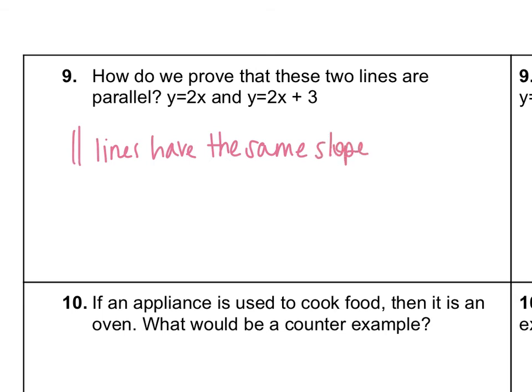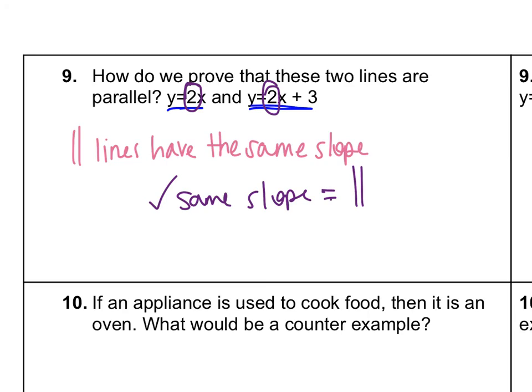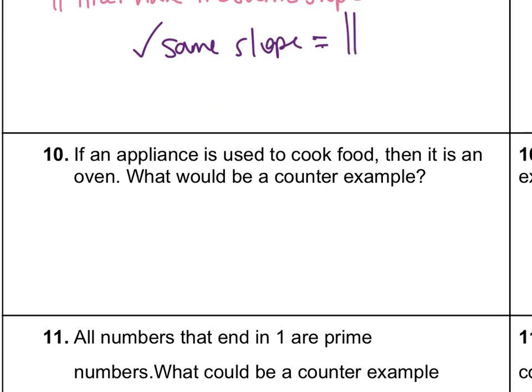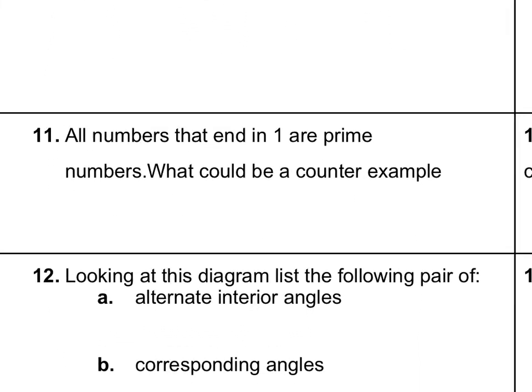Okay, so I want to look at my two lines, y equals 2x and then y equals 2x plus 3. Remember, the slope is the number in front of our x. Okay, so are these numbers the same? Yes. Same slope is going to be parallel. Okay, easy enough, right? And then our last example for today is number 11.